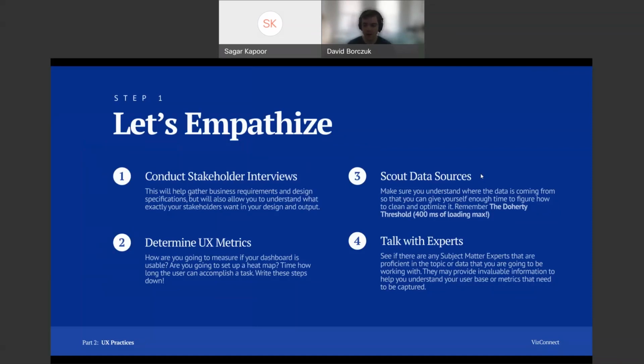You basically want to find a way to quantify how effective your dashboard is, and figuring out those metrics is another part of empathizing with the end user. Then the third one is scouting data sources.